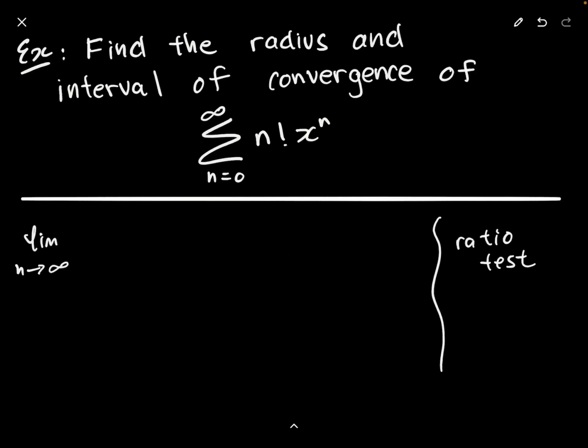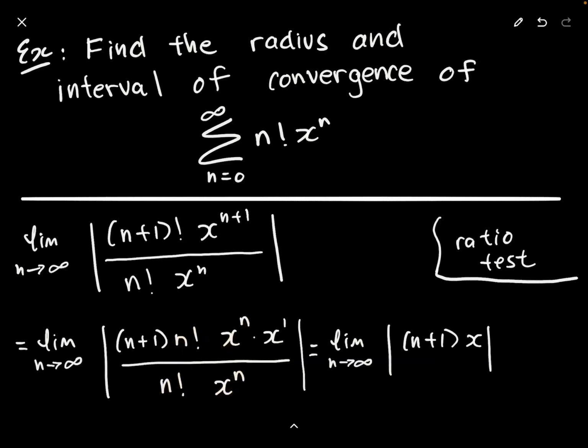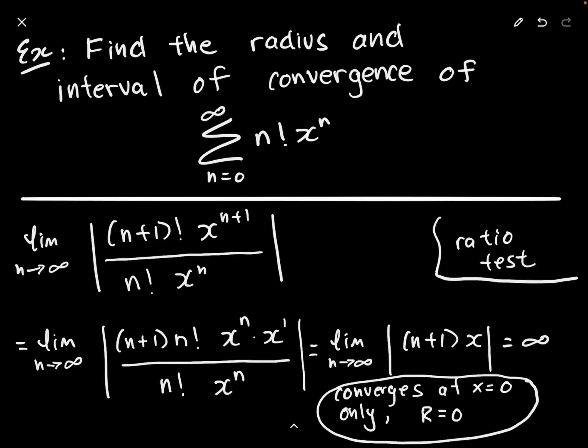Next, find the radius and interval of convergence of this power series. We'll use the ratio test. n plus 1 factorial, x to the n plus 1. So that's the n plus 1th term divided by the nth term, n factorial times x to the n. We've rewritten n plus 1 factorial as n plus 1 times n factorial, so we can cancel n factorial in the top and bottom. x to the n plus 1, we can cancel from the top and bottom, and x is left. So we take the limit as n becomes large of n plus 1 times x, which is infinity, so it diverges for all x values except x equal to 0. So the power series converges at x equal to 0 only, and the radius of convergence is 0.